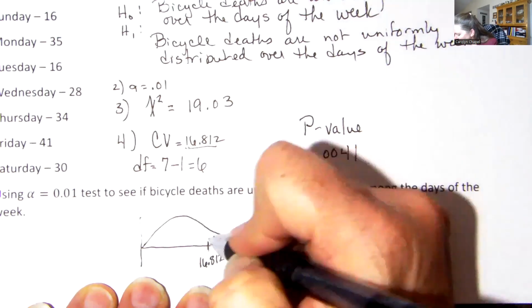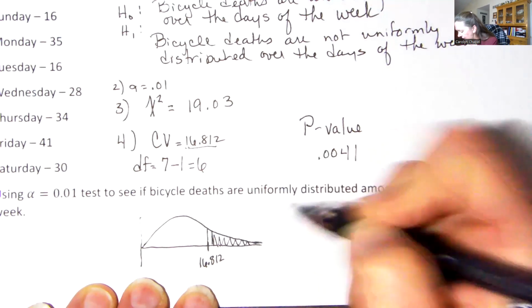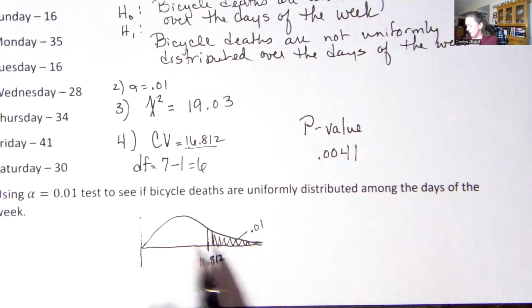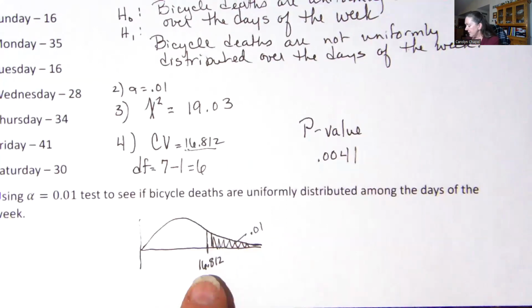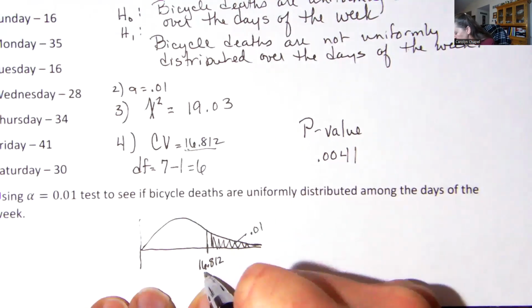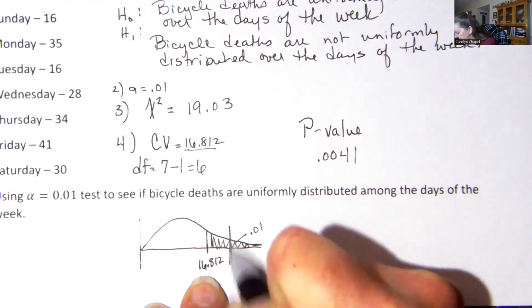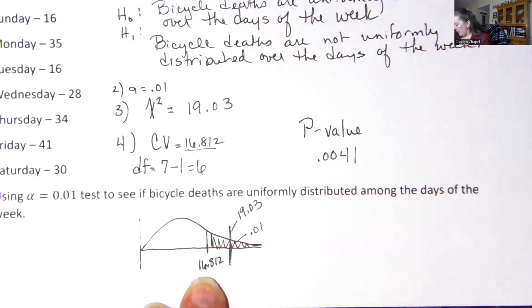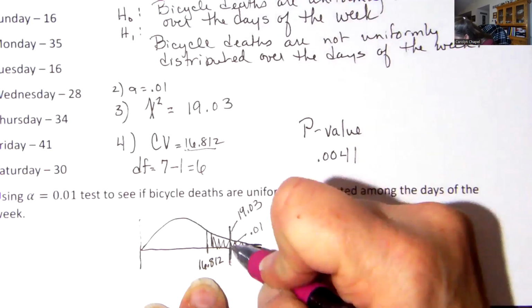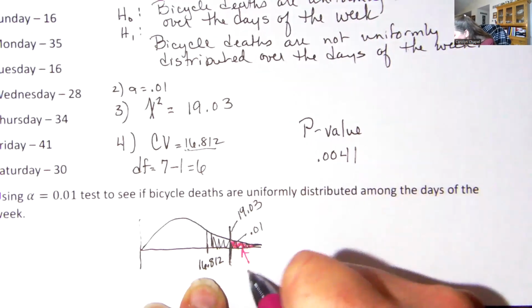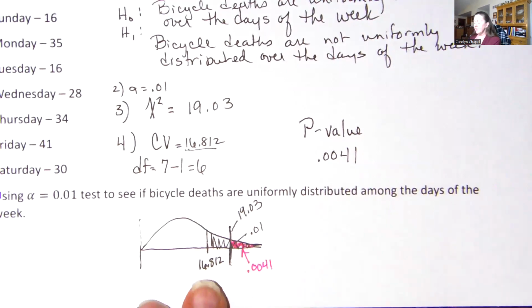There's that 16.812. That is, remembering setting up this area, the area here is at 0.01. So those two pieces go hand in hand, the critical value with that tail. To test, we want to locate where this 19.03 is. 19.03 is bigger, so it's going to be up here somewhere. So 19.03. And if I had another color and shaded this, the pink region, that's your p-value. That's the 0.0041, the area that goes with that test value.